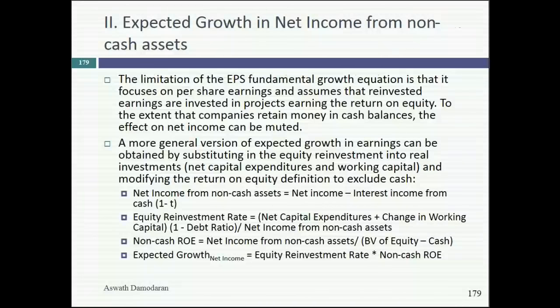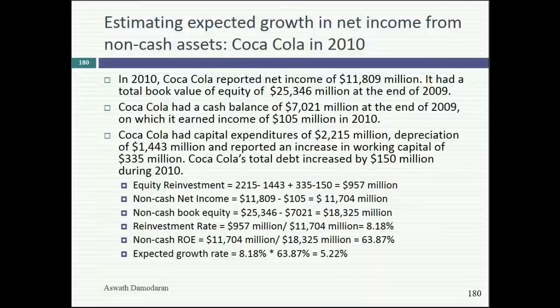No surprise. When I look at the numbers for Coca-Cola, here's what you see. They had about $11.98 billion in net income in 2010 and a book value of $25.4 billion of equity, all equity. But they also had a cash balance of $7 billion. So out of the $25 billion equity, $7 billion is invested in cash, $18 billion in operating assets, made net income of $11.8 billion. The net income they made on the cash was $105 million.